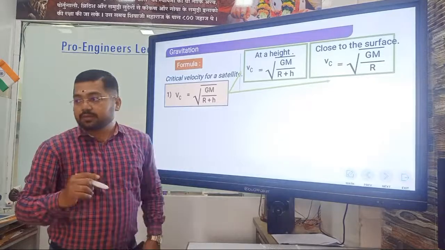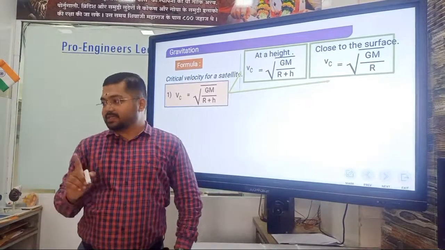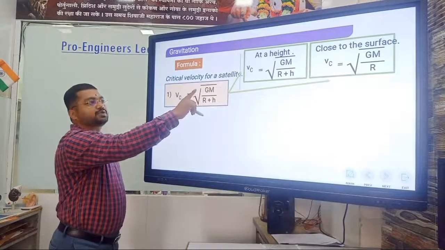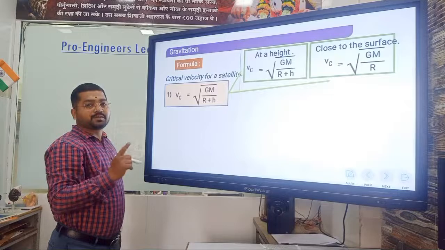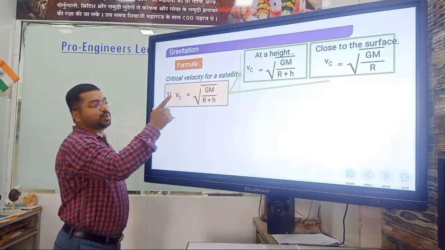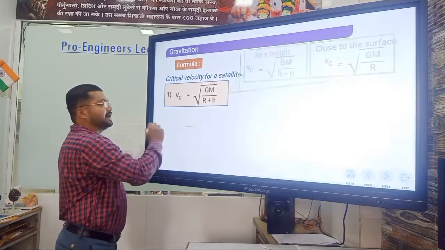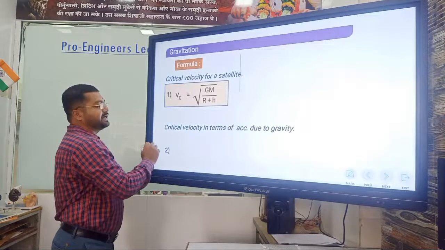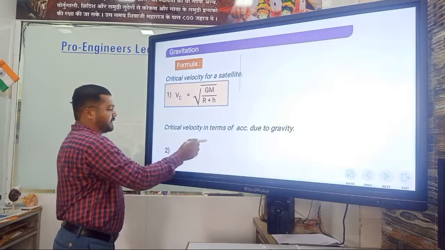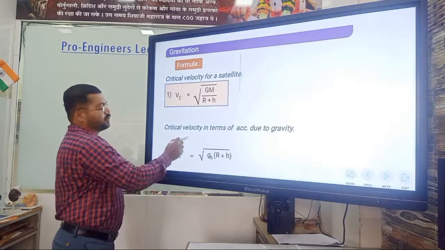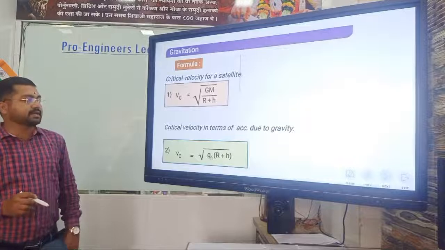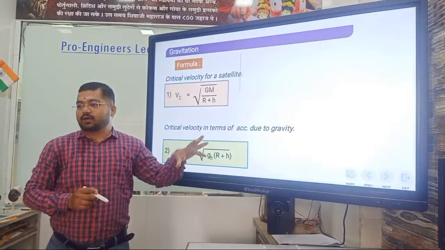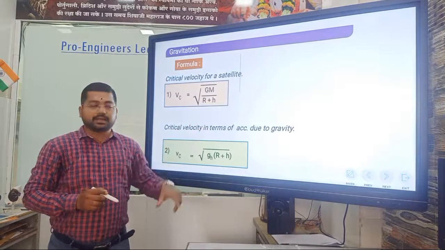In the last part we have seen the question, if the object or satellite is close to the Earth's surface, then what must be the formula? Vc is equal to under root of Gm upon R plus H will be cancelled. Critical velocity in terms of acceleration due to gravity, please pay attention here, is under root of g into R plus H. So these are the prerequisite information needed for solving numericals.